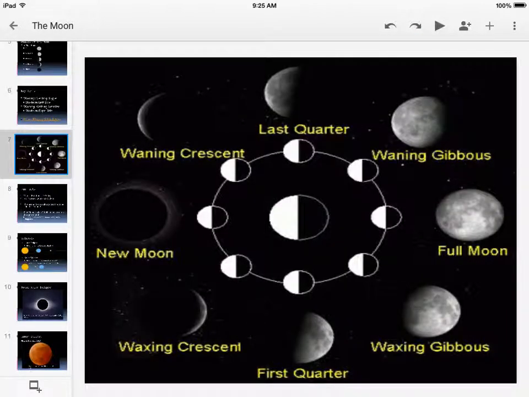So if you see all of these waning moons, they have the lit up part on the left hand side. And then on the waxing moons, the lit up part is on the right hand side. Got it? Alright, next slide.